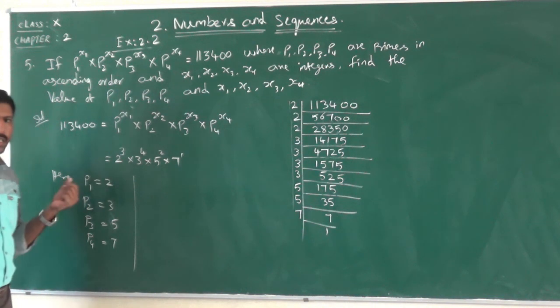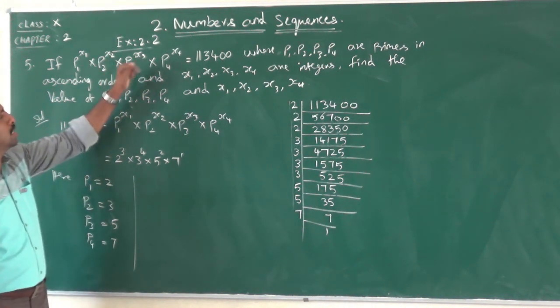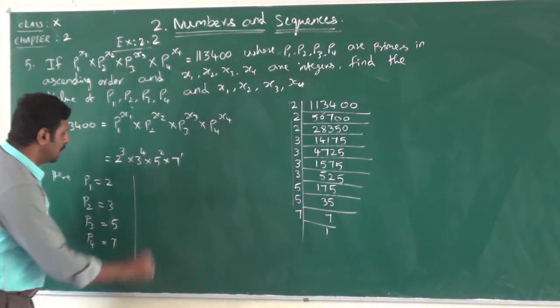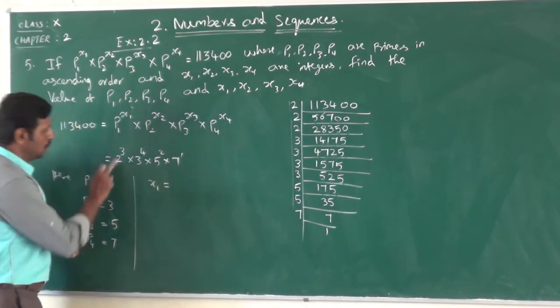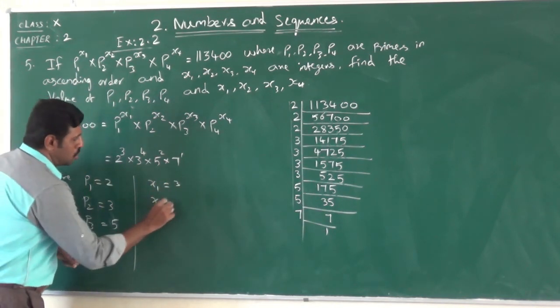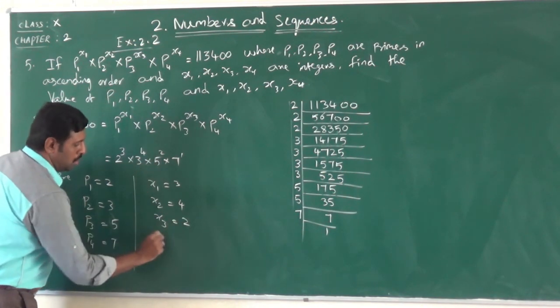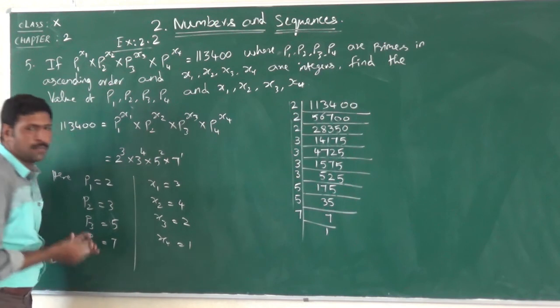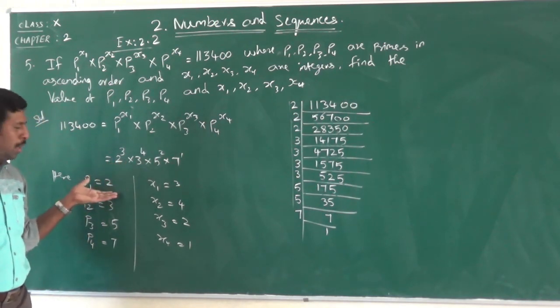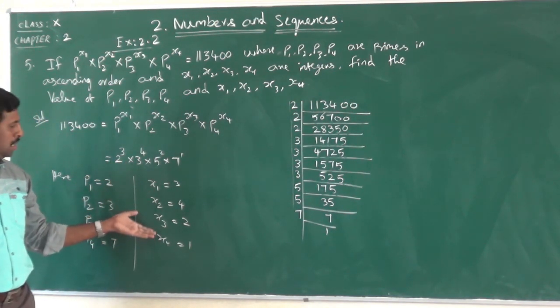Now the powers are the integers x1, x2, x3, right? These are the integers. Then x1 is equal to 3, x2 is equal to 4, x3 is equal to 2. And then x4 is equal to 1. So here we have the p1, p2, p3 values and then the integers x1, x2, x3.